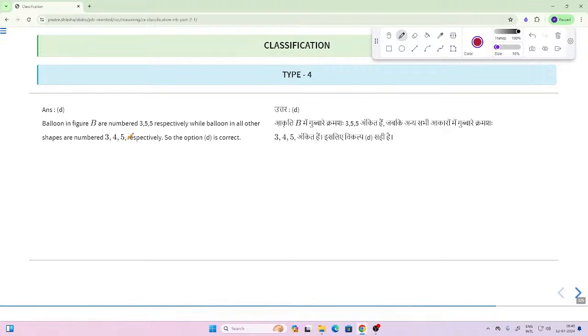Yeah, 3, 5, 5. Well, this is 3, 4, 5. Hence option D is correct.